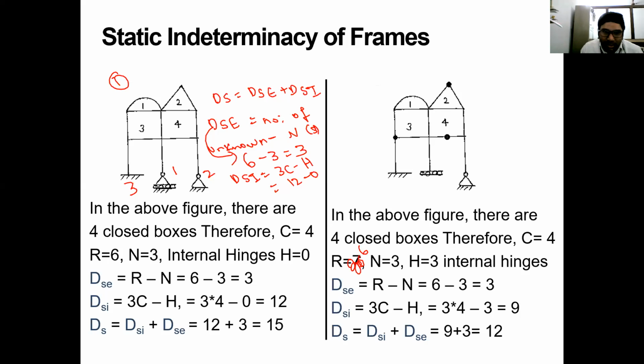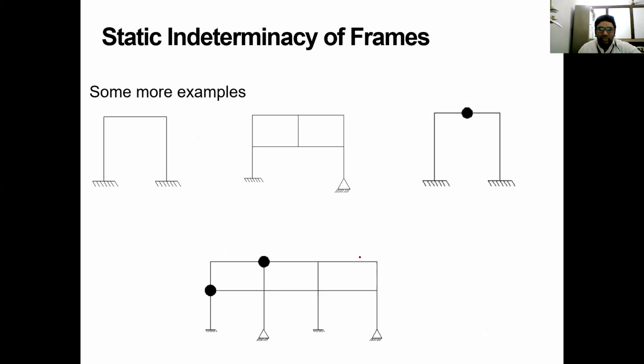So total it will be 9 plus 3, 12. Very good. All of you have answered it correct. Yes, degree of internal indeterminacy is 9. Very good. Now another exercise for all of you. What is the degree of indeterminacy for this first image?